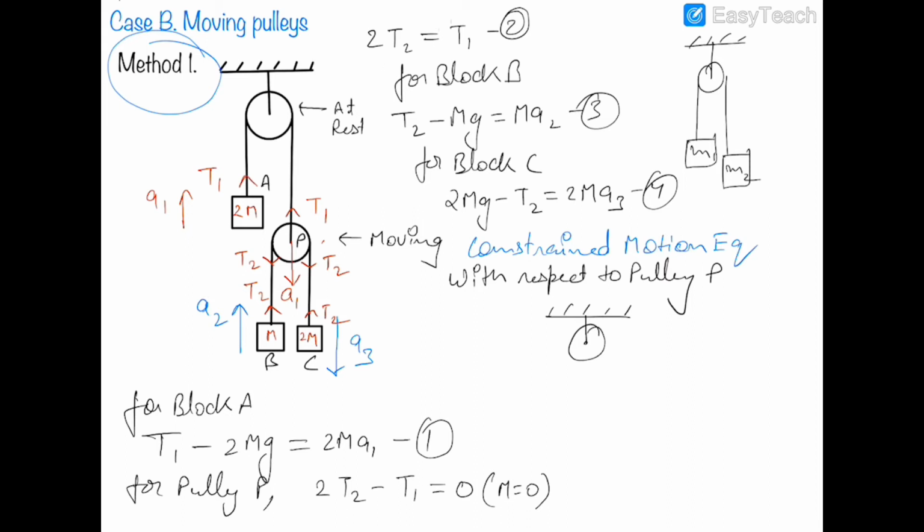So if we are assuming that pulley P is the observer and we are getting into the frame of pulley P, then the acceleration of the blocks on either side will be the same, because we have assumed the pulley P to be at rest by making proper calculations. So if the pulley P is at rest and we are in the frame of reference of pulley P, then the acceleration of 2m with respect to pulley P will be a3 minus a1.